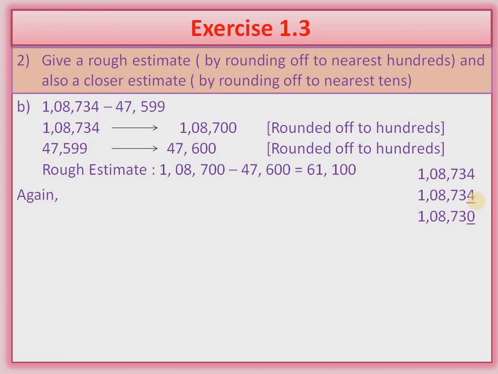Okay, then what do we have to do next? We will check the value of 4. It should be categorized in which number? It should be in category number 1. Now tell me, what is the estimated value of 4? The estimated value of 4 is equal to 0. So we will add plus 0. Understood? So what is the answer? The answer is 1,08,730. Okay.